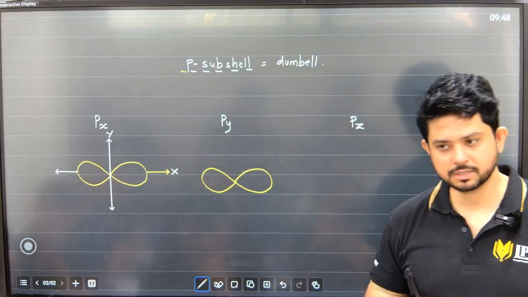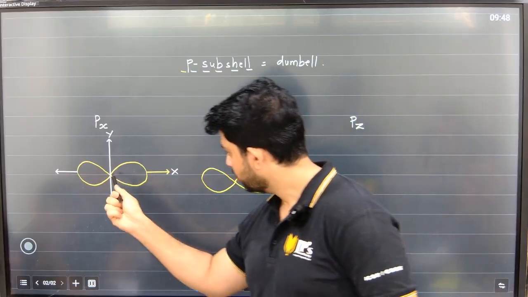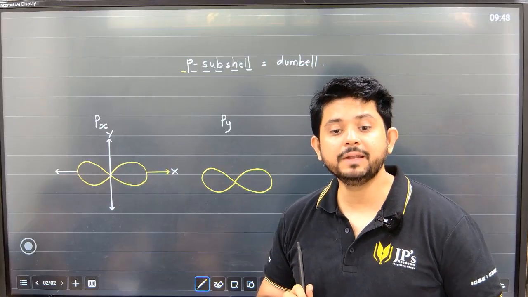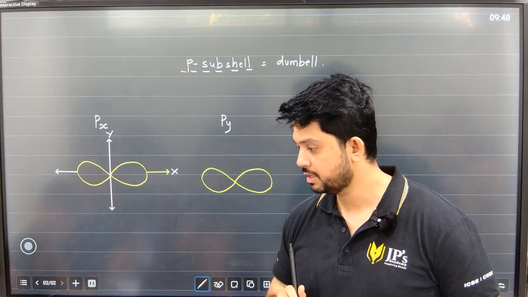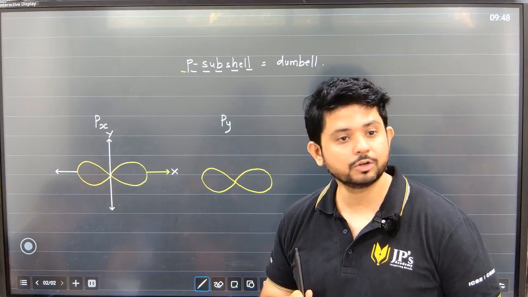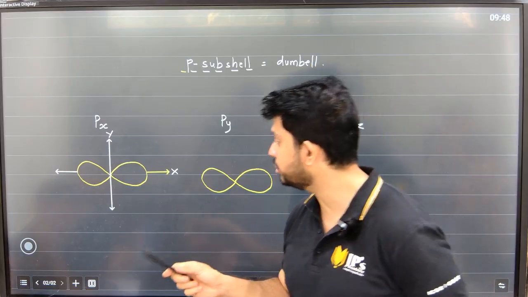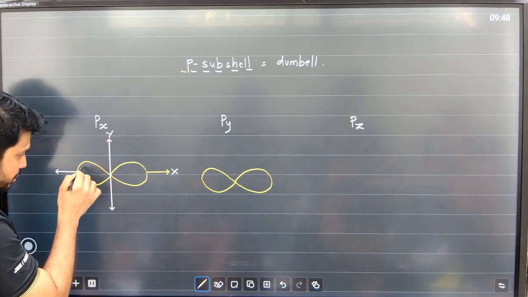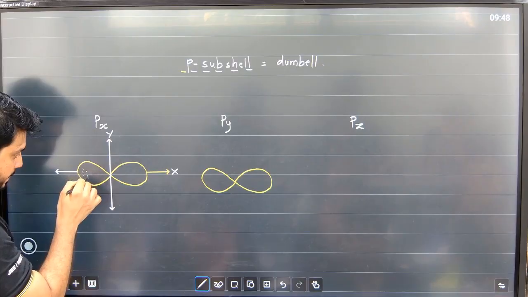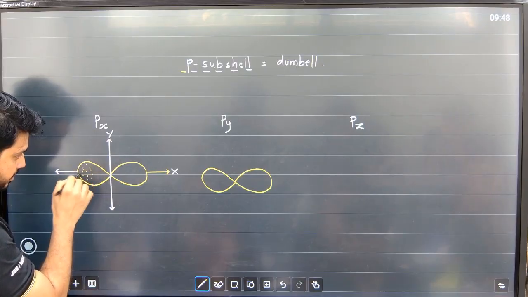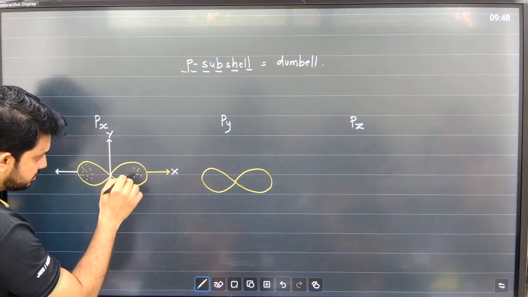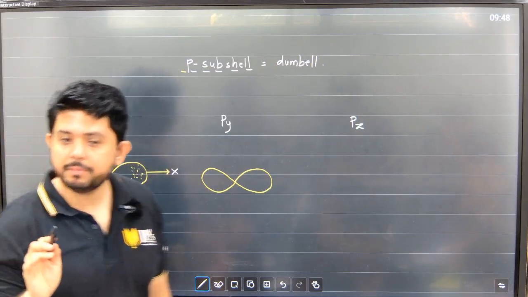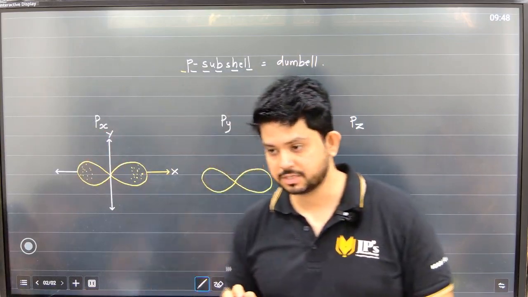Where is the nucleus? At the origin. But where is the maximum probability to find the electron? The maximum probability to find the electron is not near the nucleus. It's actually away from the nucleus. Maximum probability to find the electron is here. And the minimum probability to find the electron is near the nucleus.